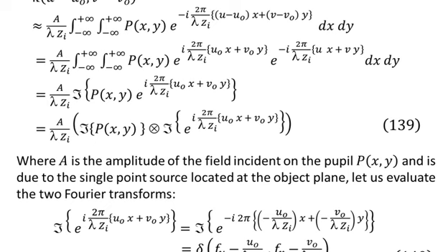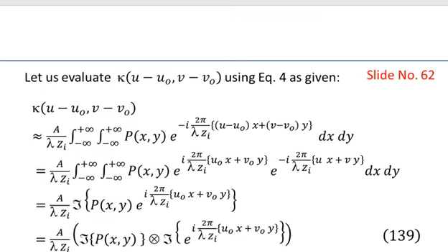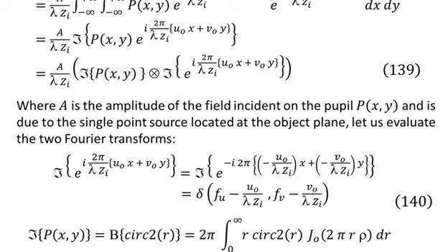So we have to calculate the Fourier transform of this exponent factor in equation number 131 and re-plug it over there, and then compute the convolution so that we can obtain the exact expression for kappa, where capital A is the amplitude of the field incident on the pupil P of x, y, and is due to the single point source located at the object plane. Let's evaluate the two Fourier transforms.